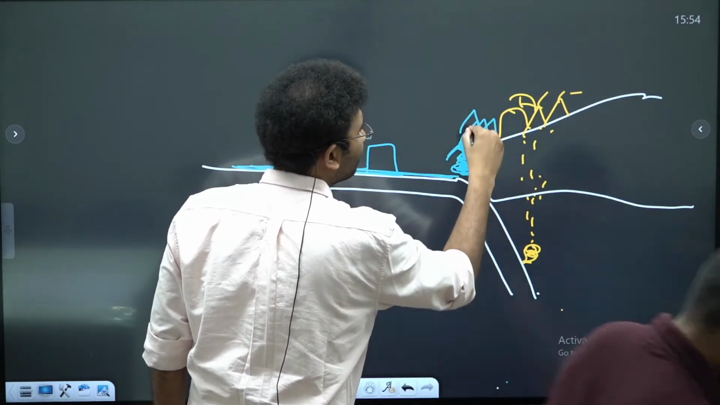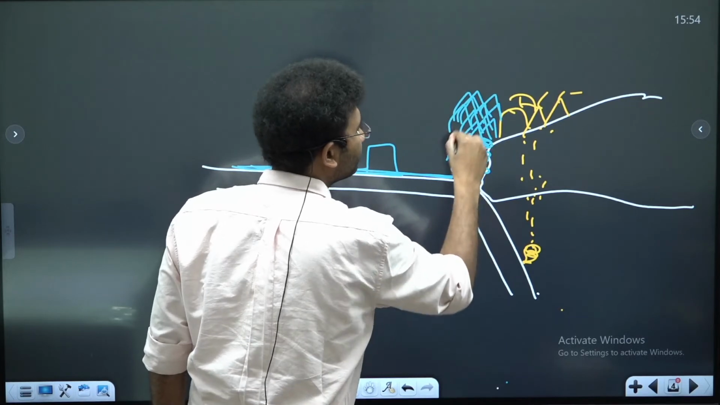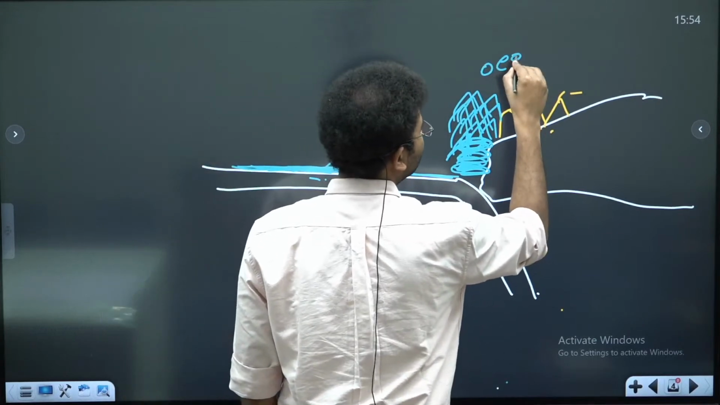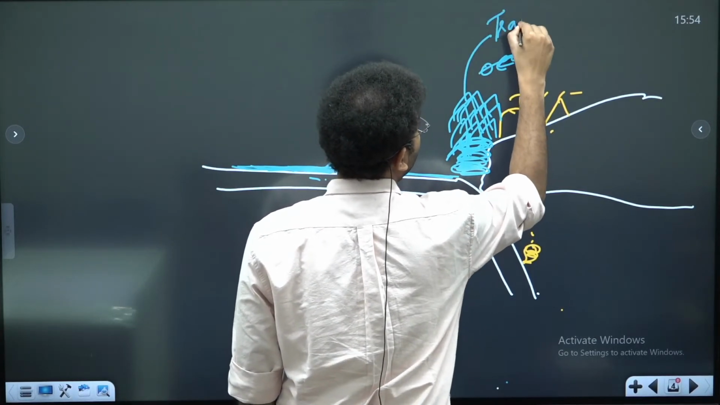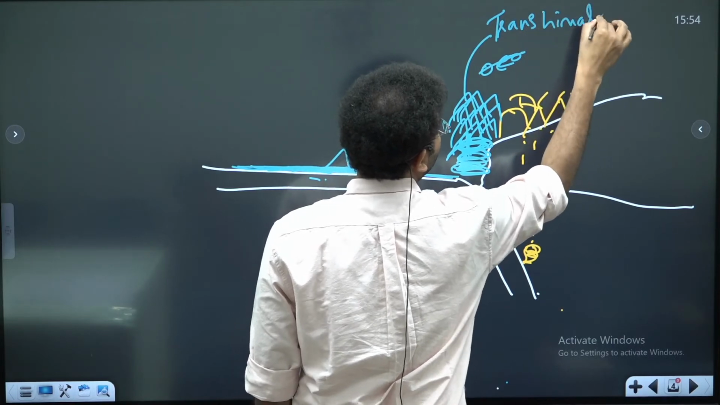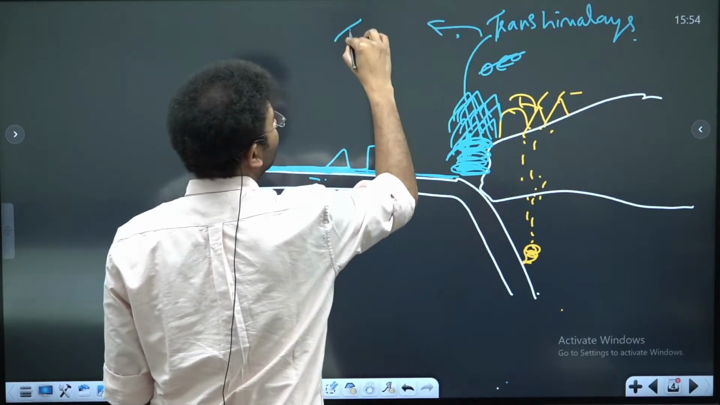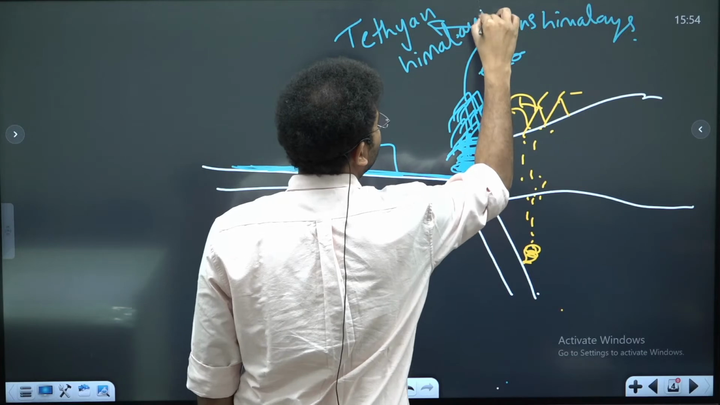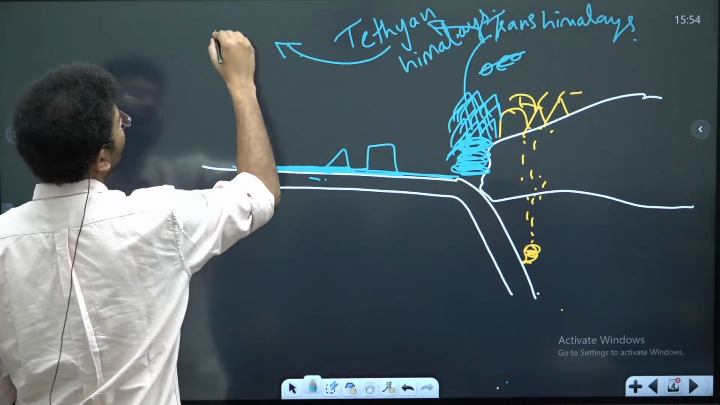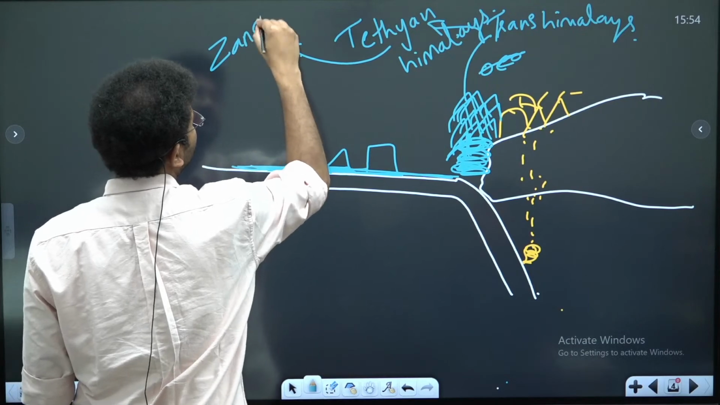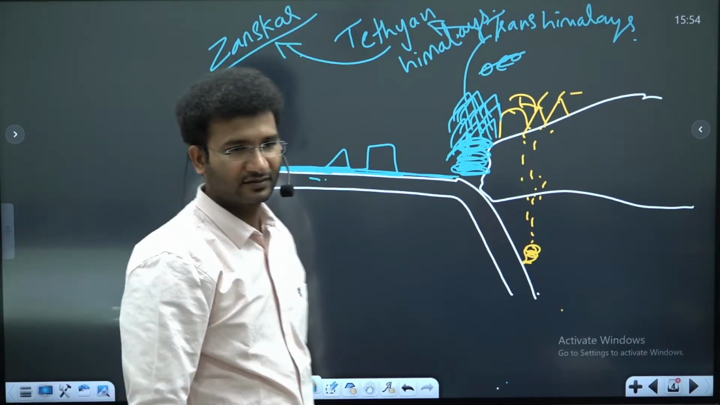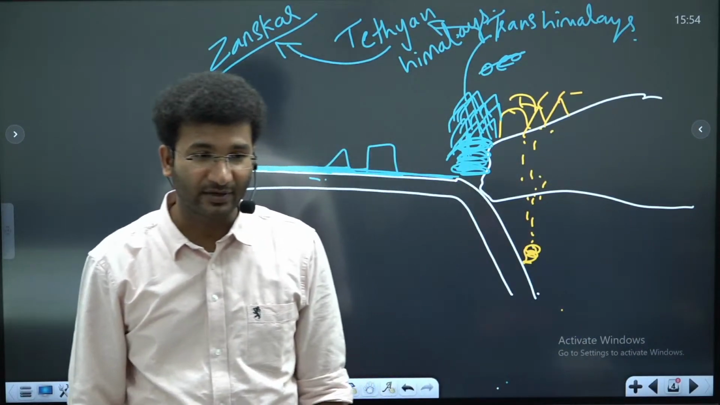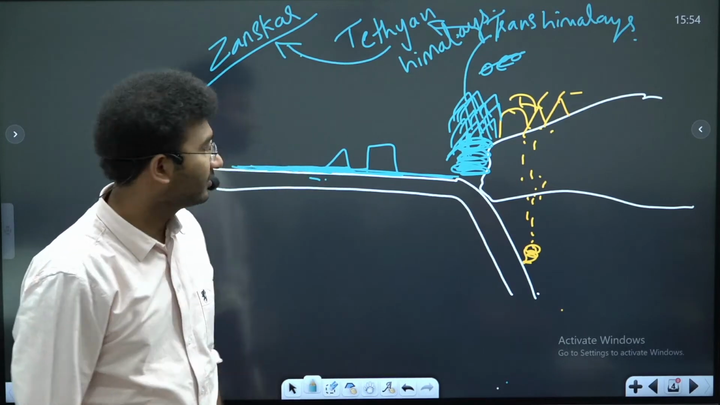ये जो sediments है, they will slowly start to rise up, right? And this rising up sediments of oceans, oceanic sediments जो है ना, ये है trans Himalayas. And this is nothing but Tethyan Himalayas, and more specifically it is your Zanskar. ठीक है, Trans Himalayas, Tethyan Himalayas, accretionary wedges.